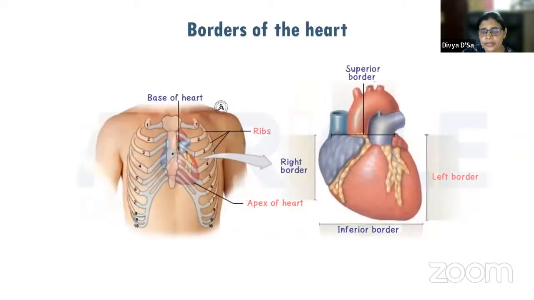Right. So here the right border of the heart is entirely formed by the right atrium. The inferior border of the heart is formed by the ventricles. The left border of the heart is completely formed by the left ventricle. So you should remember that. And there are these projections here, known as the auricles, the right auricle and the left auricle. They are the common site for the formation of thrombus.